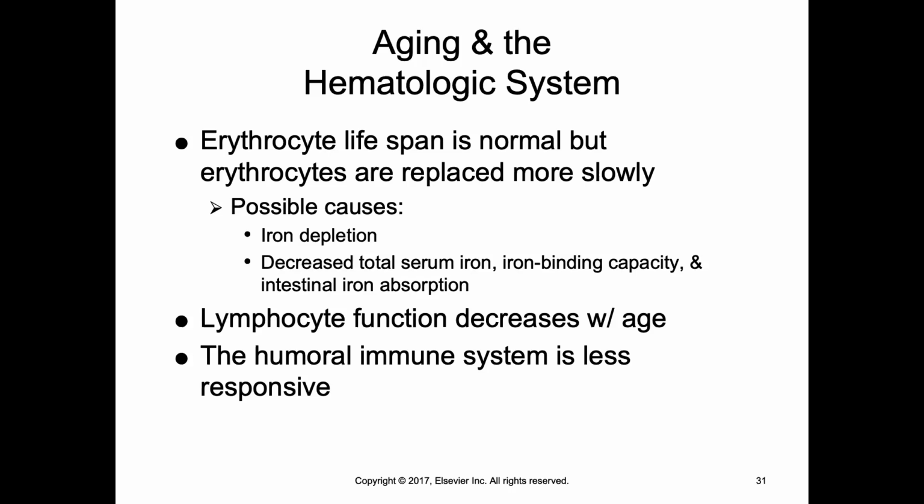Okay, the erythrocyte lifespan is normal, but erythrocytes are replaced more slowly as we age because there's less tissue to do the job. Bottom line, okay. Possible causes include iron depletion, decreased serum iron, iron binding capacity, and intestinal iron absorption. Lymphocyte function decreases with age as well, and the humoral immune system is just less responsive. Okay, and that's true for all our body systems as we age, basically. Okay, there's just fewer cells to do the job, so the body system is less effective.